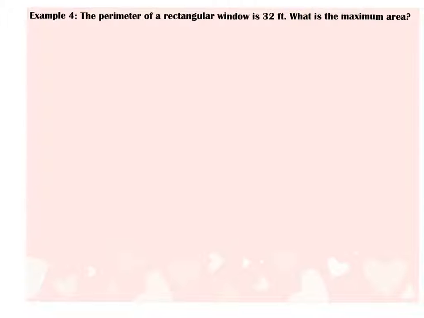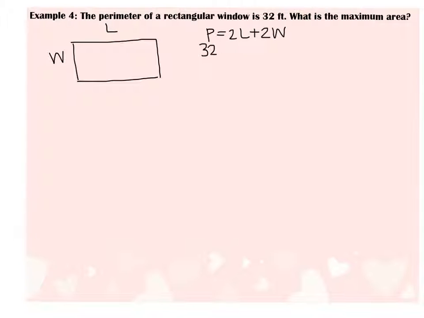Okay, this last example, example 4, says the perimeter of a rectangular window is 32 feet. Find the maximum area. So very similar problem to the one before. I'm just going to do it one more time so you can get the hang of it here. So again, you'll define some variables. You have a rectangular window, that's length times width. This problem says the perimeter is now 32. So slightly different than the other problem, but basically the same exact process.